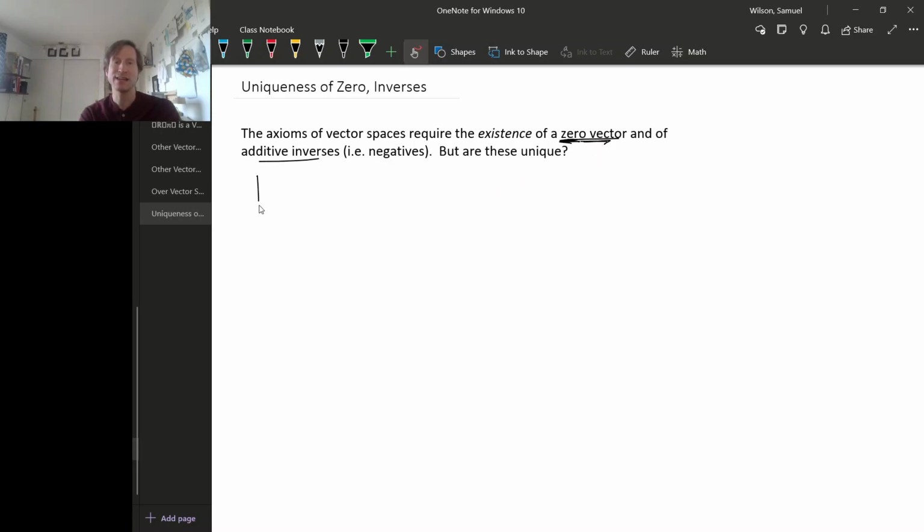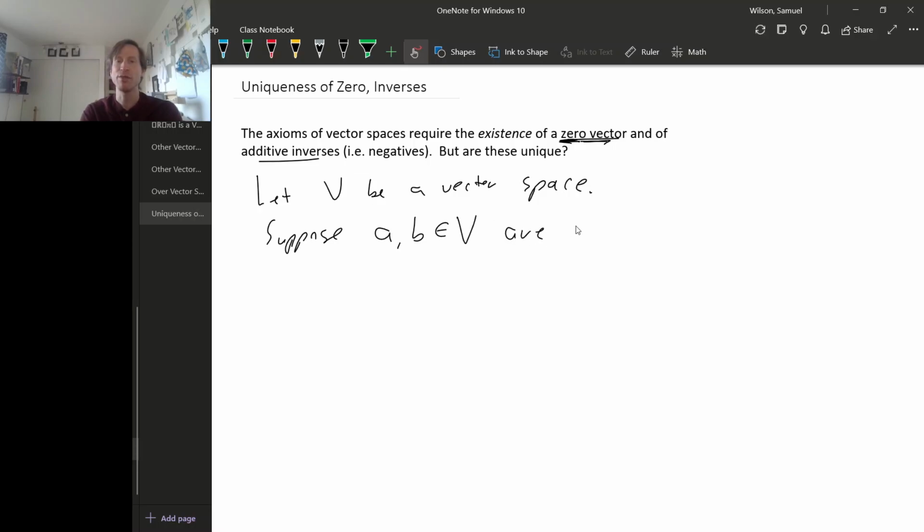So let's let V be a vector space. And let's suppose that we have two elements of V, A and B, and they're both additive identities. In other words, they both behave like the zero vector. So the question is, are these things actually equal, or is it possible that they're different?